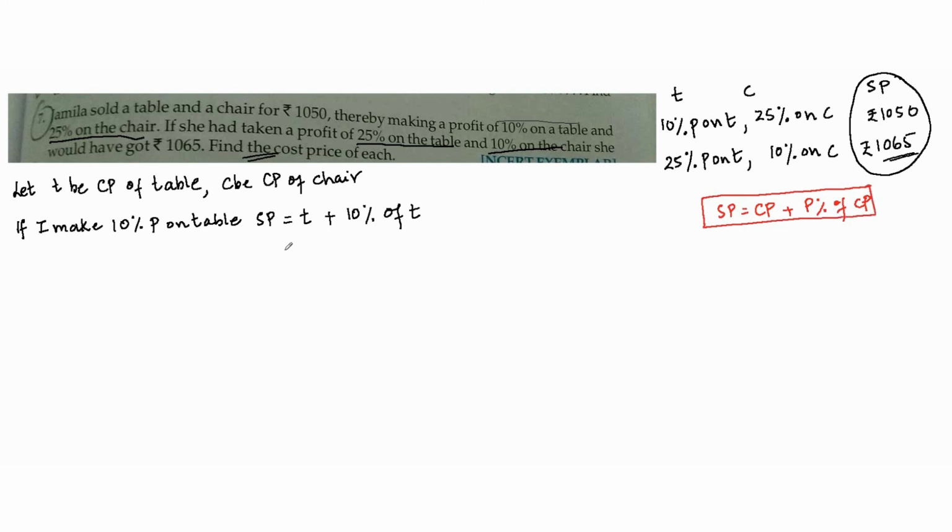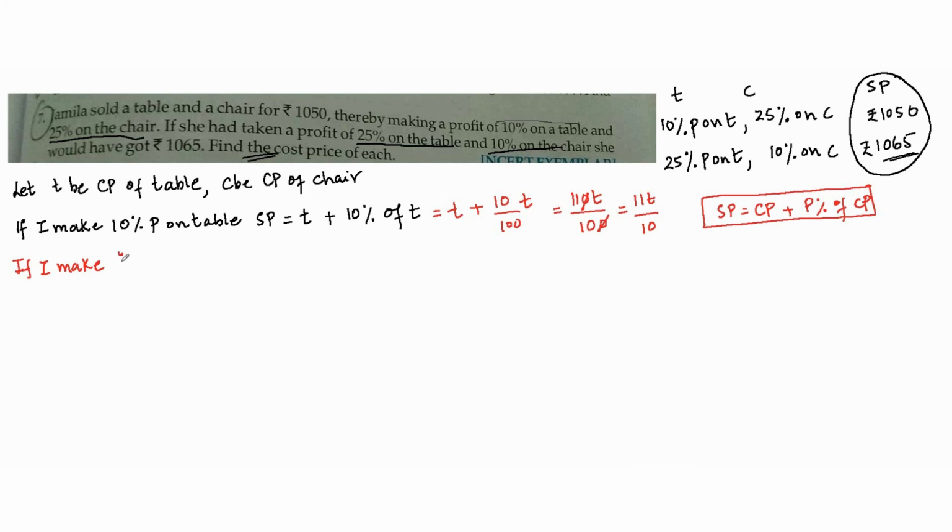Therefore, if I were to simplify this, this becomes T plus 10% of T, and this can be written as 110T upon 100 after taking the LCM. Of course, I don't want to reduce this right now, or if you want to reduce, 0 cancels, so this becomes 11T upon 10.